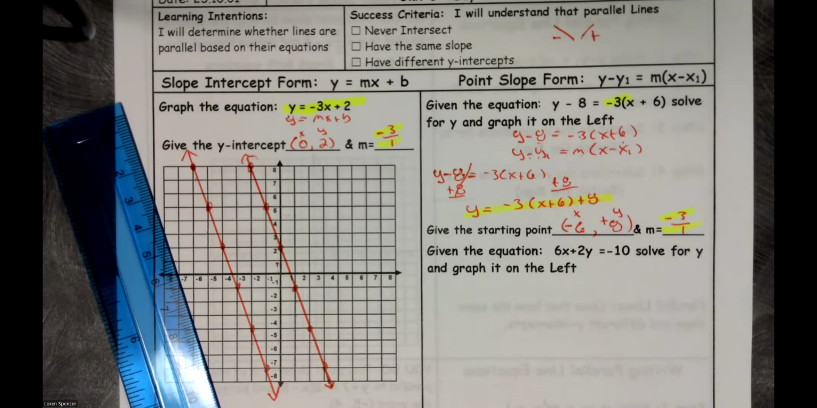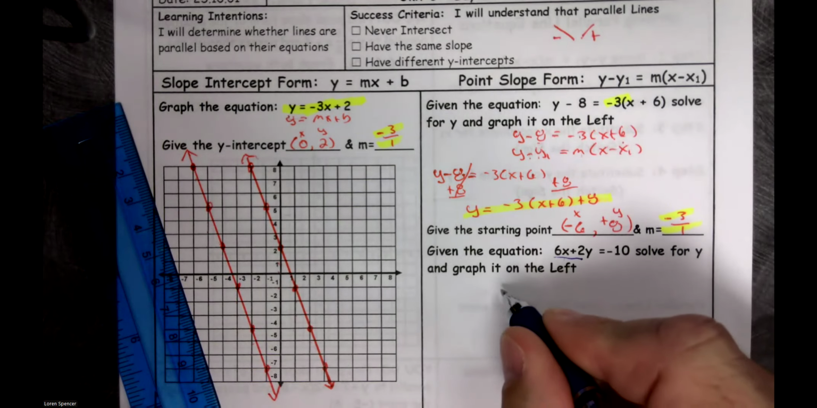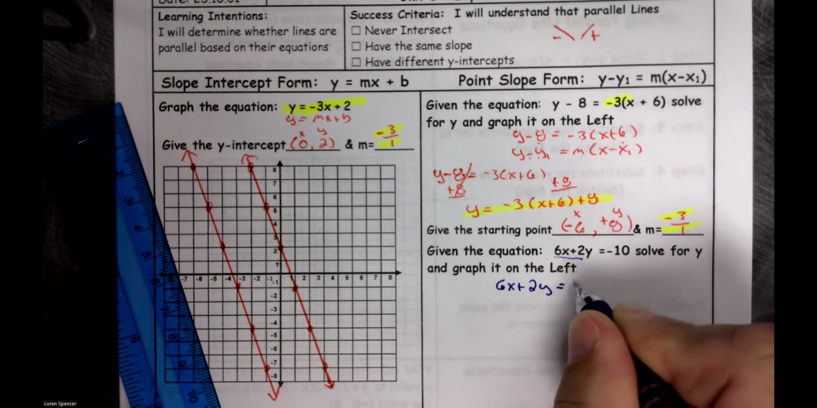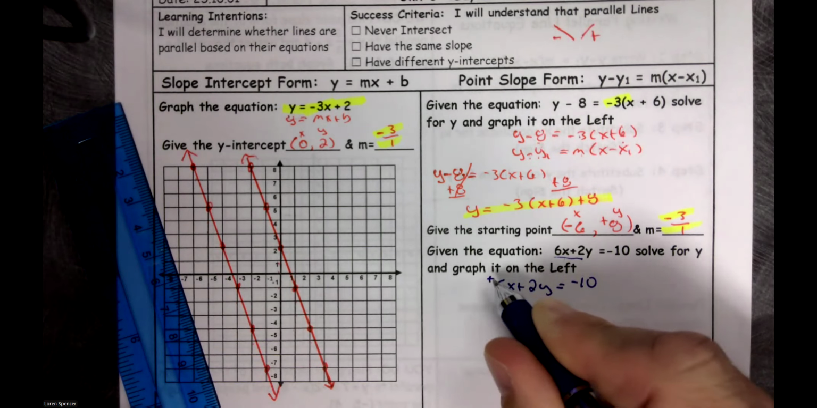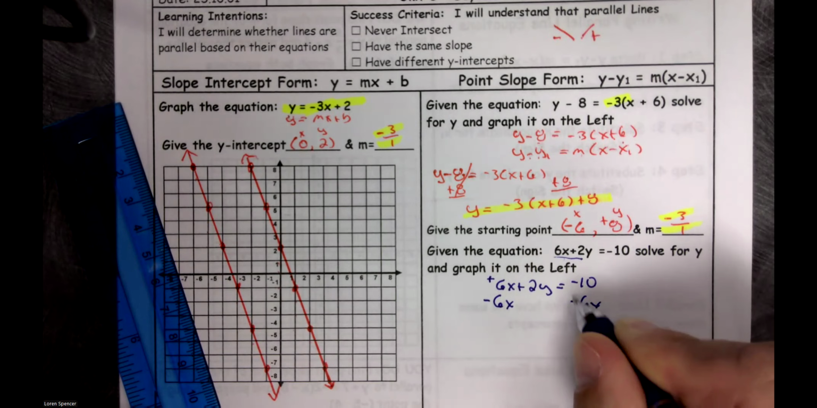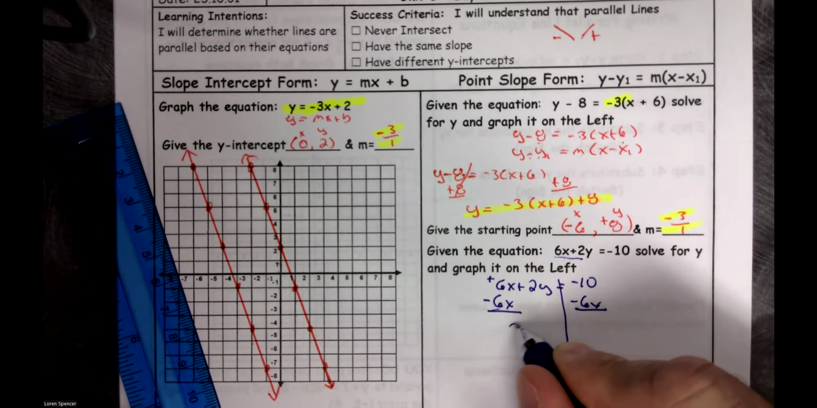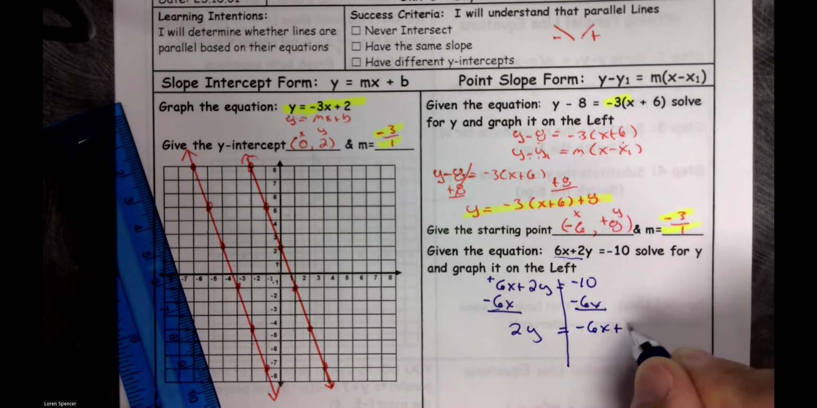The next thing says, given the equation 6x plus 2y equals negative 10, solve for y and graph it on the left. So once again, we need to solve for y. So I'm going to write the equation down, 6x plus 2y equals negative 10. To do that, this is a positive 6x, so I need to do the opposite of that, which is make a subtraction. So now I have 2y equals negative 6x plus 10.